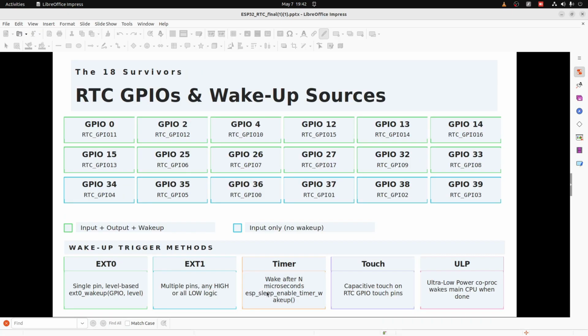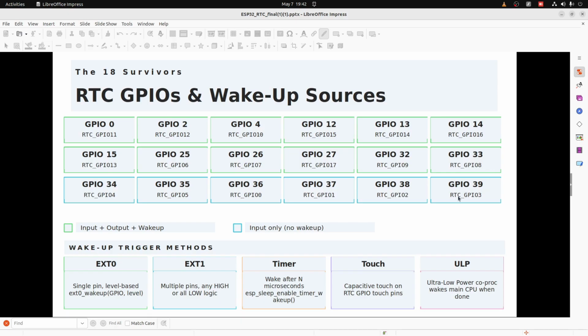RTC GPIOs and wake up sources. This slide shows you exactly which GPIO pins belong to the RTC domain. There are 18 of them: GPIO 0, 2, 4, 12 through 15, 25 through 27 and 32 through 39.